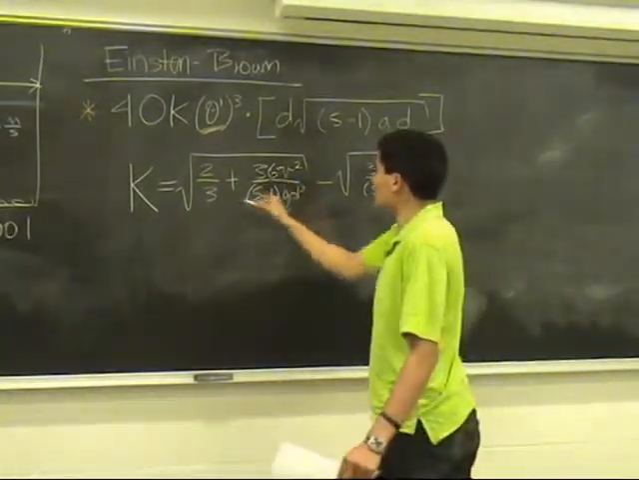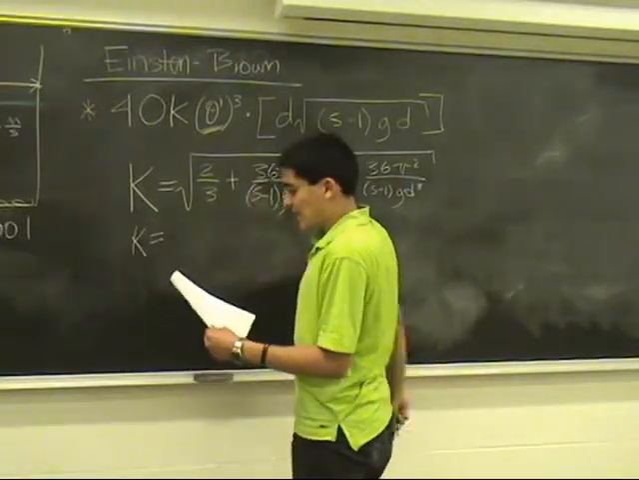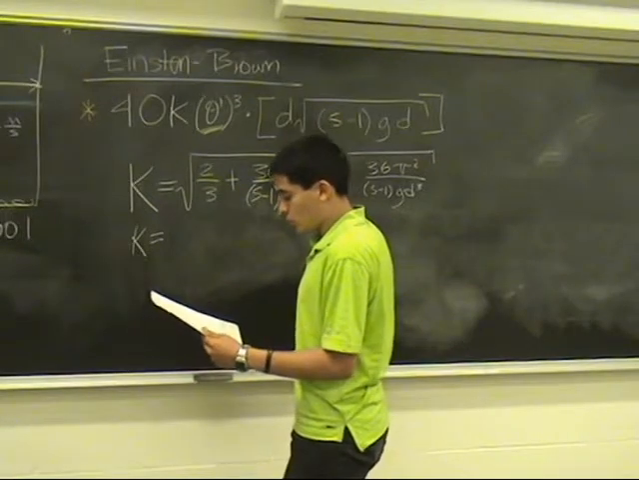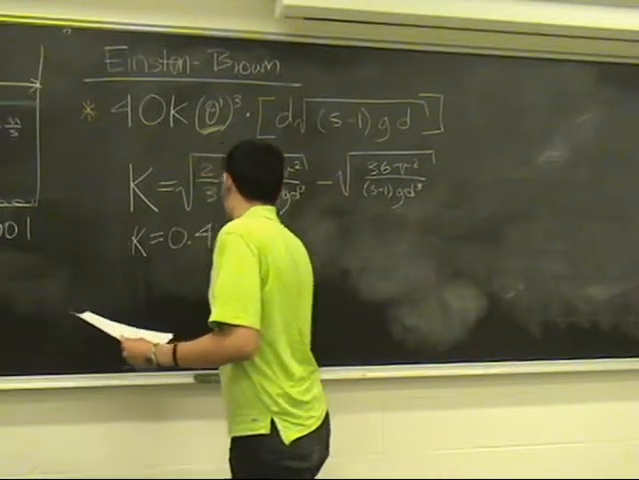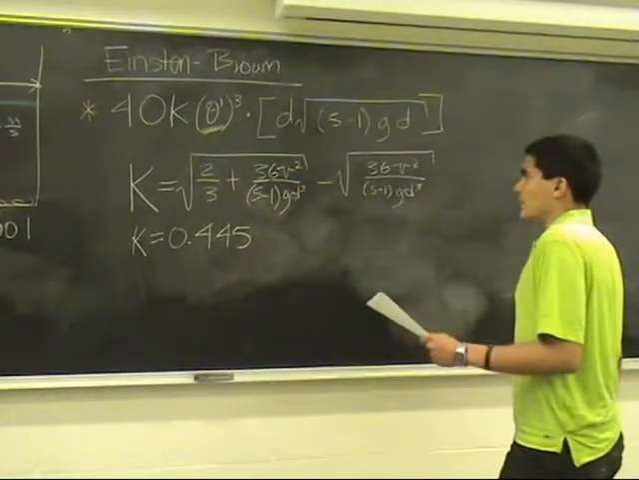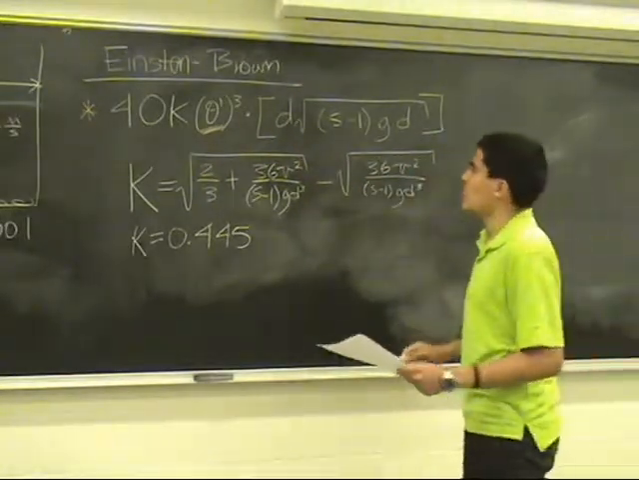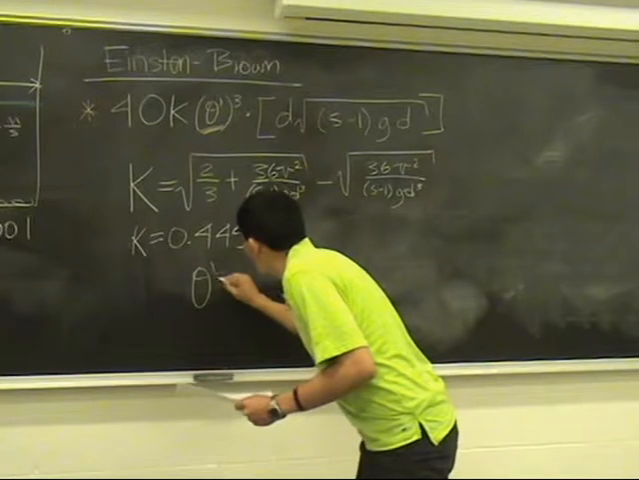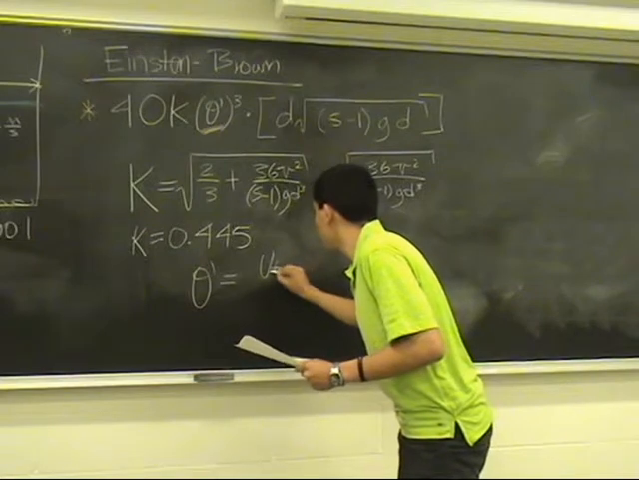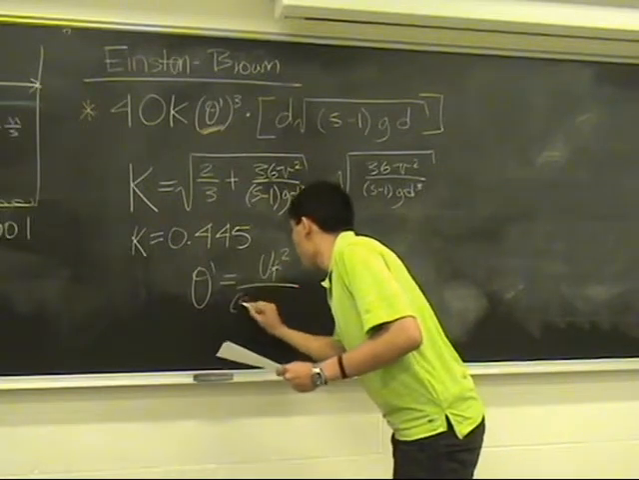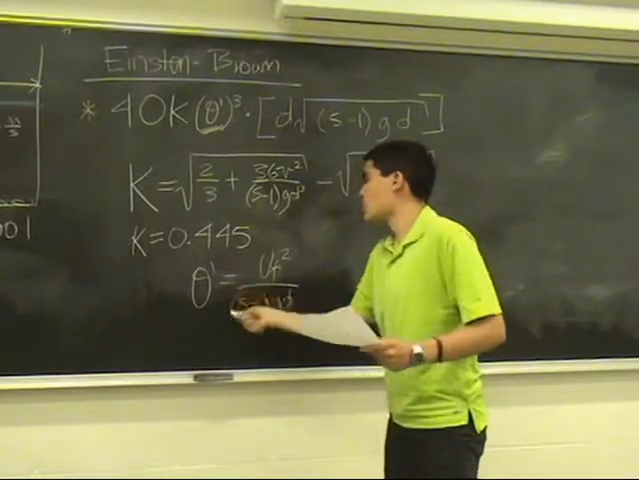If we put everything in, I won't invest time in this, we should get a K equal to 0.445. Okay, now K is done. Let's calculate the effective Shields parameter. So, the effective Shields parameter, very important: friction velocity squared over (S minus 1) g D. That's the Shields parameter for effective.